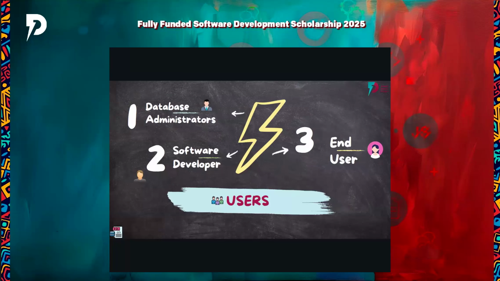We have what you call users of a database. Who are these users? Number one, we have the database administrator, right? We have the software developer and we have the end user. The end user can be broken down into a native user, an expert, and a sophisticated user.